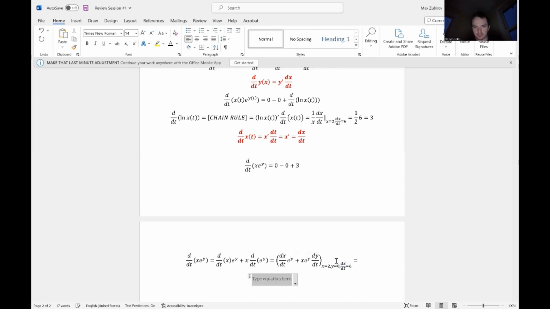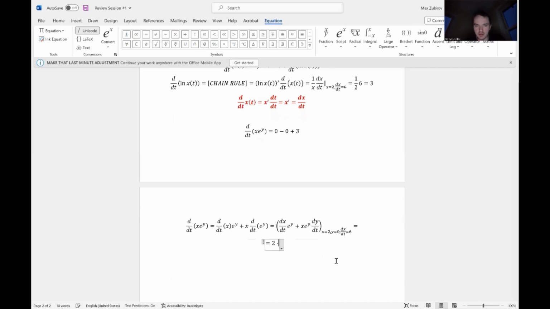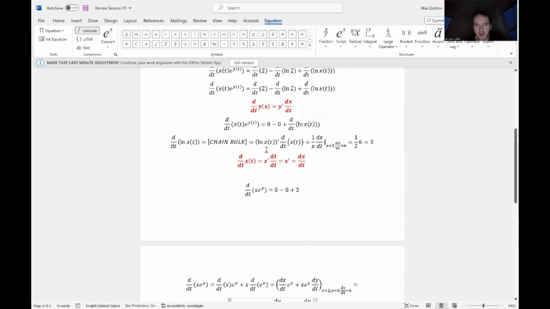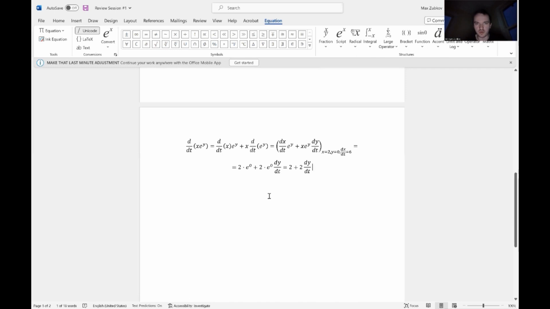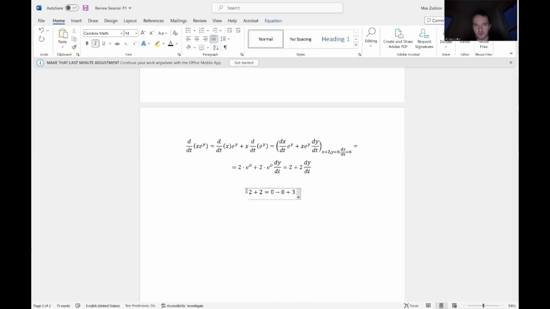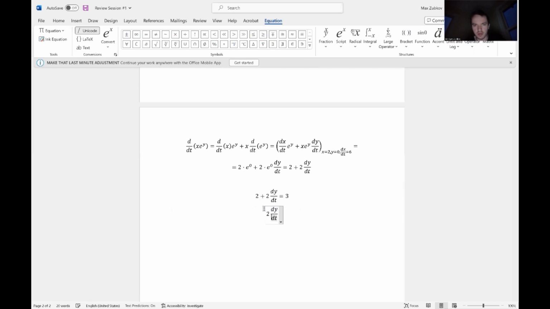So let's see what I'm going to get. I'm going to get 2 times e to the power of 0, plus 2 times e to the power of 0 times dy over dt. And that is going to be equal to 2 plus 2 dy over dt. So then on the right-hand side we're going to have 2 plus 2 dy over dt, and this 0 is going to disappear, so we'll have 3. So that's why I'm going to have 2 dy over dt is equal to 1. So dy over dt is equal to 1/2.